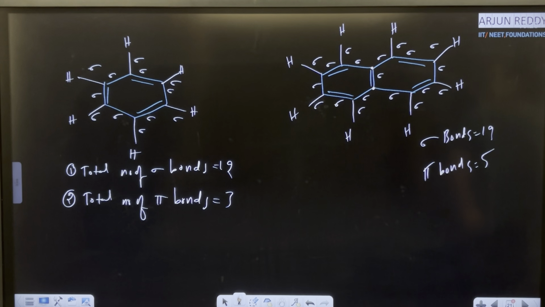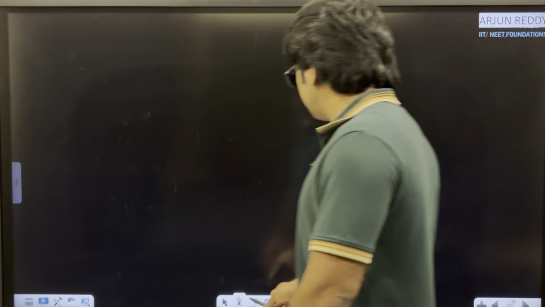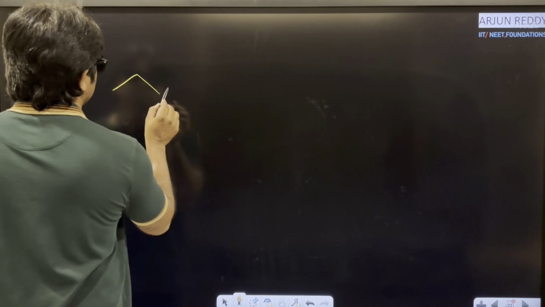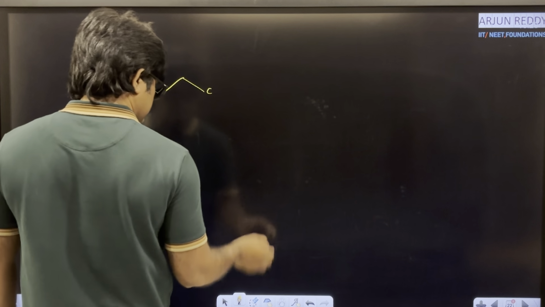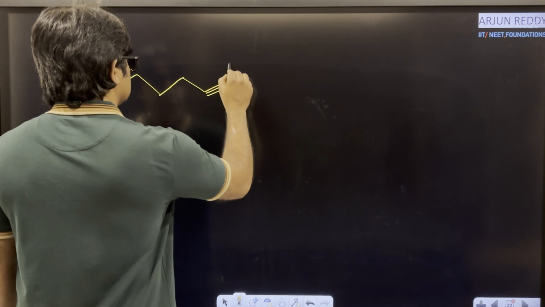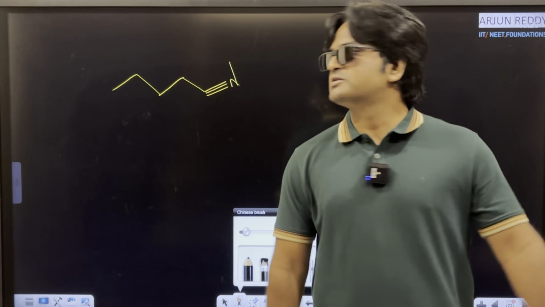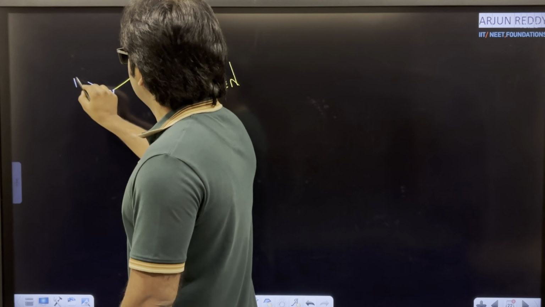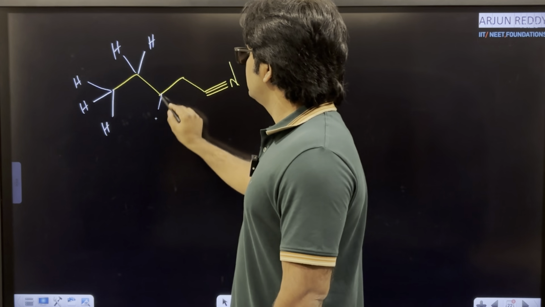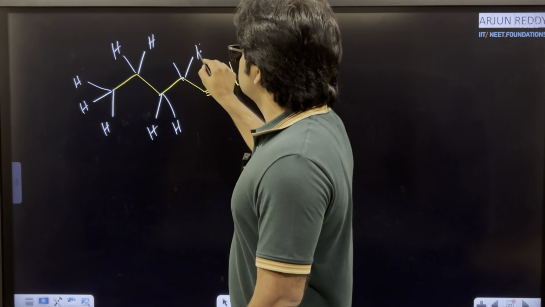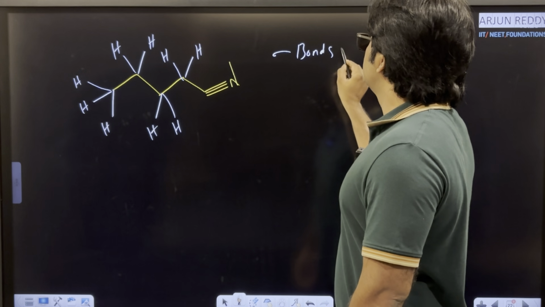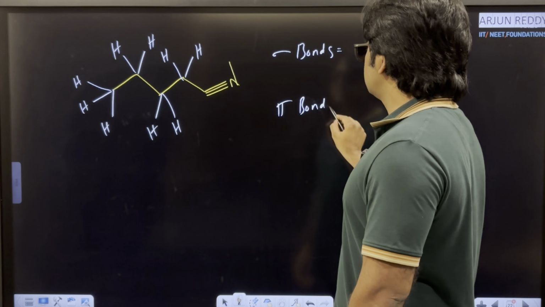Yeah, that is a way of calculating the number of sigma and pi bonds. And one more last example I am taking. Calculate the number of sigma and pi bonds. Here how many hydrogen atoms can we use? Hydrogen, hydrogen, hydrogen. Here to satisfy carbon valency, hydrogen and hydrogen. Here hydrogen and hydrogen, yes, hydrogen and hydrogen. Now find out the number of sigma bonds and the number of pi bonds.